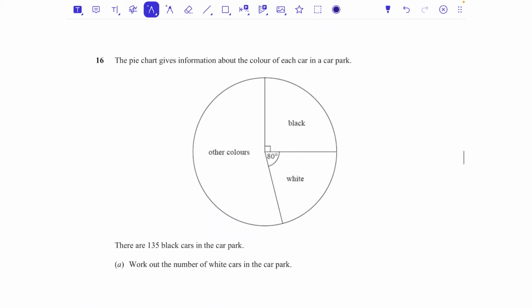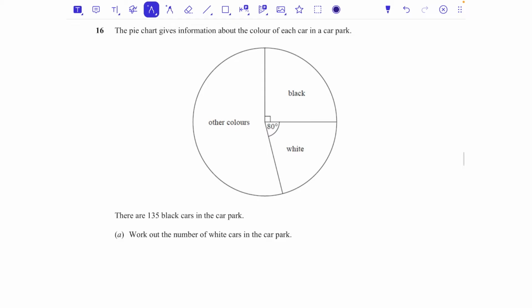Question number 16. The pie chart gives information about the colour of each car in a car park. There are 135 black cars in the car park. So this section is 135 cars. It's 90 degrees. We can see that because we've got that right angle there. Work out the number of white cars in the car park.